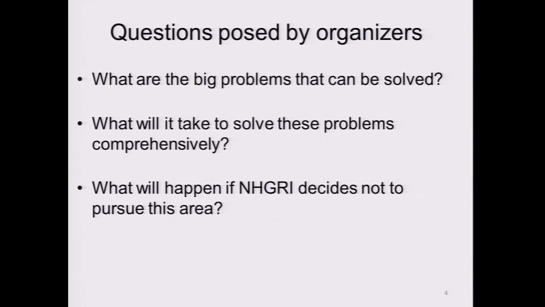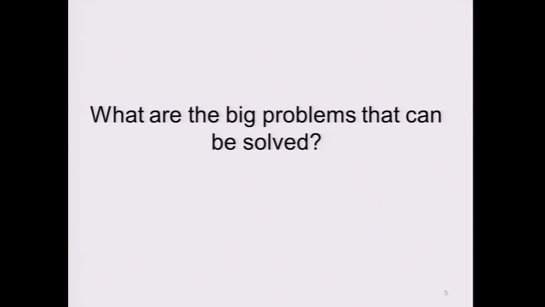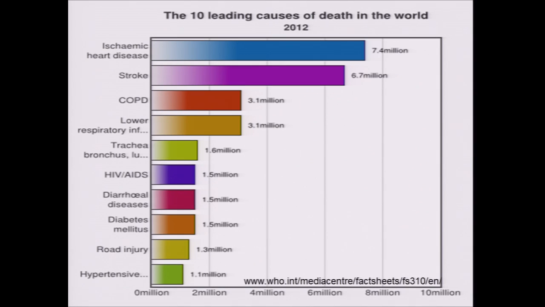So the questions posed to me by the organizers were, what are the big problems that can be solved? What will it take to solve these problems comprehensively? And what will happen if the NHGRI decides not to pursue this area? So what are the big problems that can be solved?